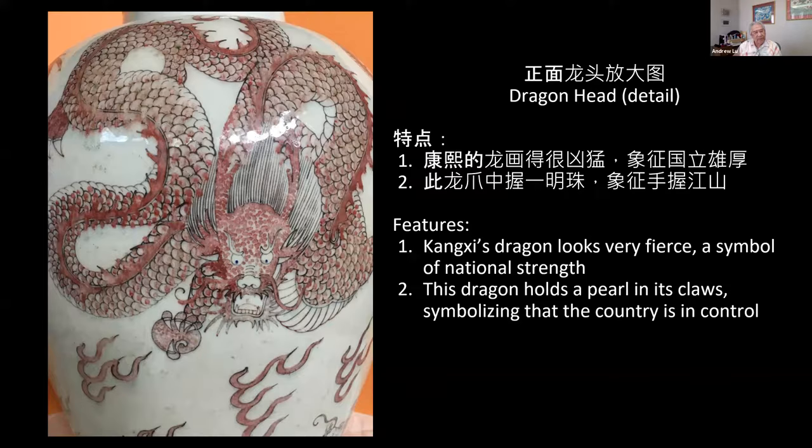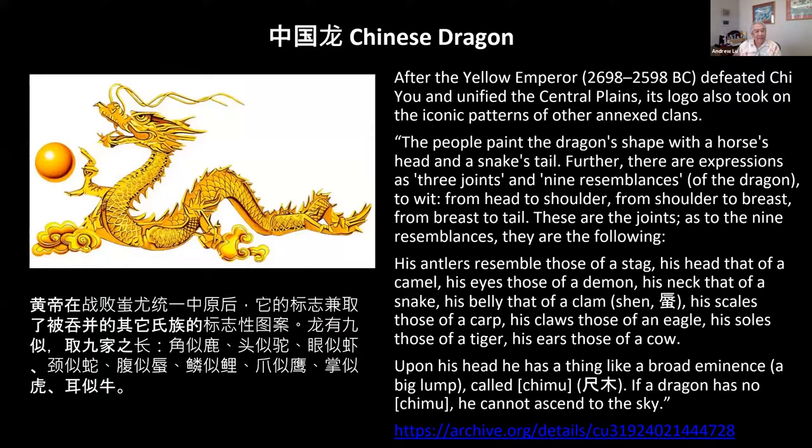Okay, so this dragon is chasing the pearl. He's trying to catch the pearl. And in Kangxi time, he already had the pearl in his hand. By the way, I want to say the Chinese always like the dragon. Why do the Chinese like the dragon? Because thousands and thousands of years ago, China was a tribal society. There were so many tribes that had their own symbols. Some was a bird, some a snake, some a goat, some an ox, all kinds of stuff.